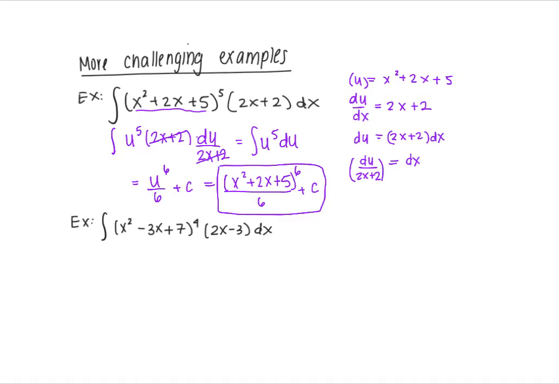The next example is similar. So I'm going to let u equal x squared minus 3x plus 7. I'm going to take the derivative of u. So du/dx is 2x minus 3. And I'm going to solve for dx. So now I'm going to multiply by dx and divide by 2x minus 3.